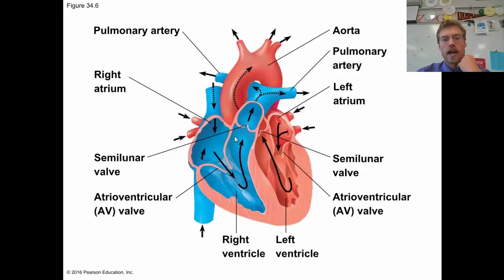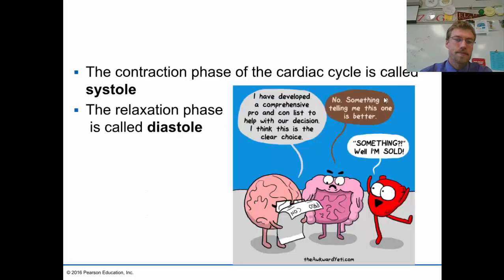So we can see following the arrows that blood is coming into the right atria. It's then pushed into the right ventricle. From the right ventricle, it goes to the pulmonary arteries, which takes it to the lungs. It then returns back to the left atria, which then pumps it into the left ventricle, and from there it goes into the aorta and to the rest of your body.